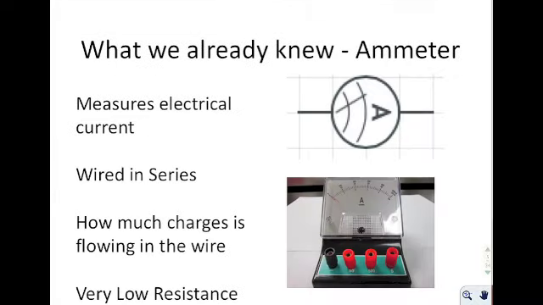We also found out in the lab that we have an ammeter. The ammeter has to be wired in series, and it measures how much charge is moving through it. So you have to put the resistor in series with the ammeter because the current that goes through this is the same as the current that goes through that.